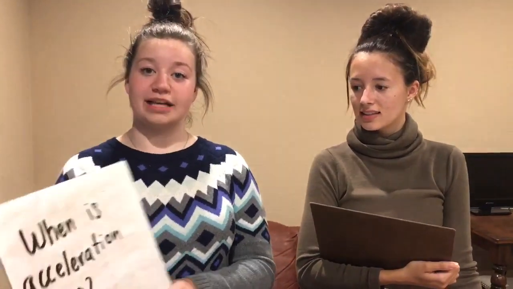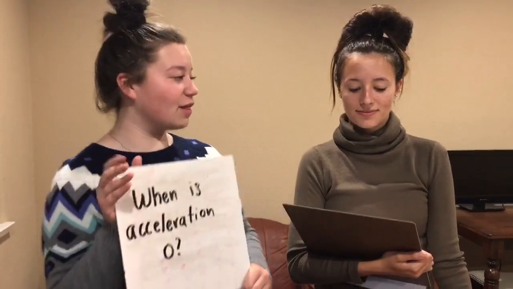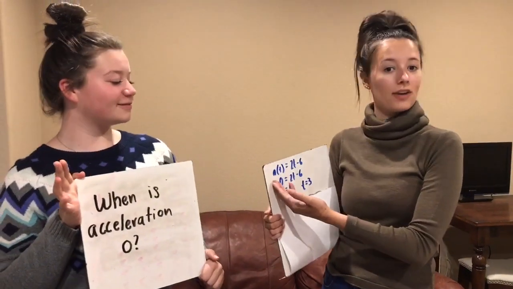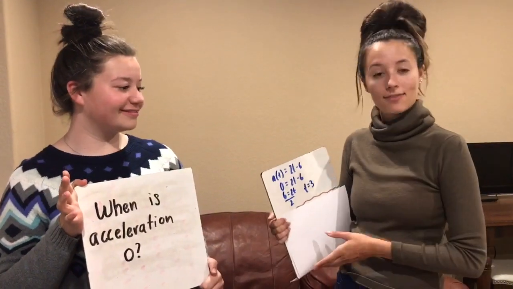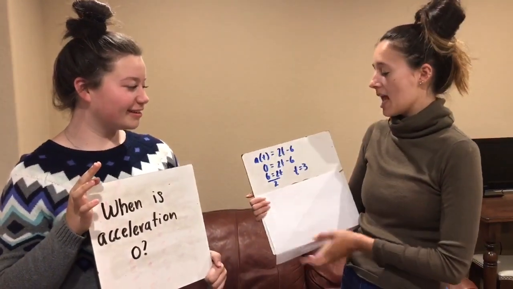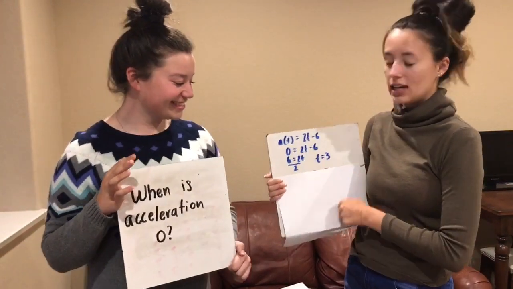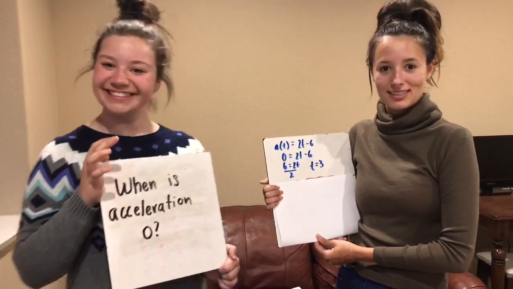The question you might be asked on the AP exam is when is acceleration 0? Pearl, tell them all about it. Okay, so we're going to be using our acceleration function, which is what we found out by deriving from your velocity equation, and you set it equal to 0 because that's what it's asking. And then you solve it and you get t equals 3.